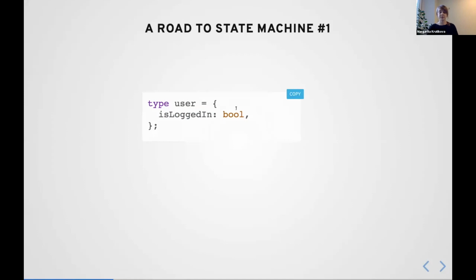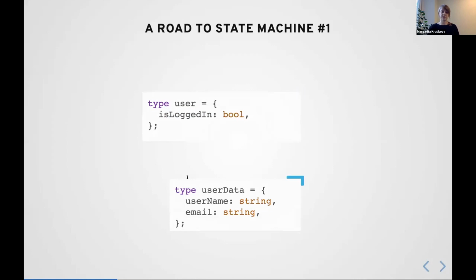But then we realize that we need to also track some data for the logged in user, which we're going to represent with username and email. So since this data might be present, might not be present on our user, we can say that we should represent it as an option because this is what we know is kind of a good way to do it.